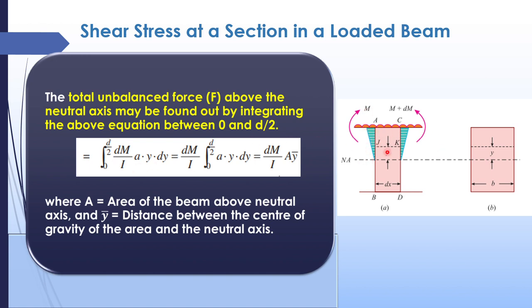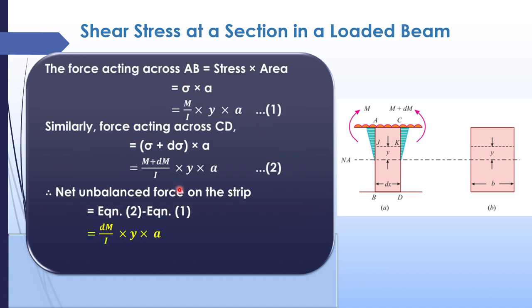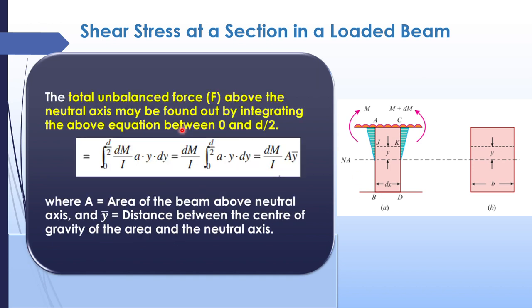So for getting the total force, you have to integrate the force which we got for a small section. The net unbalanced force we got for a small strip is dM by I into y into A. Now for the entire section, the total force will be the integral from 0 to d by 2, 0 is here and d by 2 is here, of dM by I into A into y into dy. So while integrating, you will get it like this.